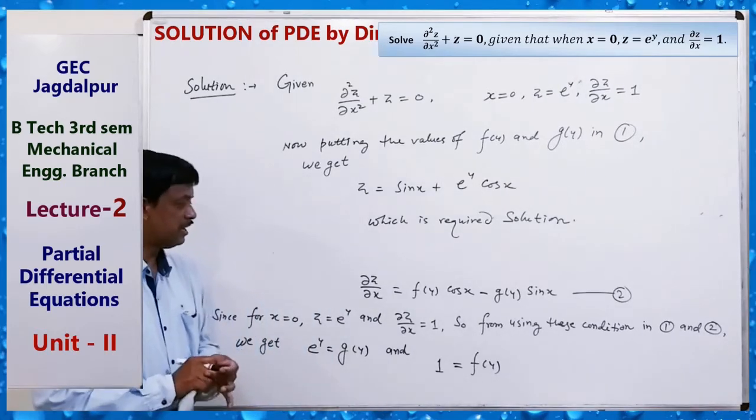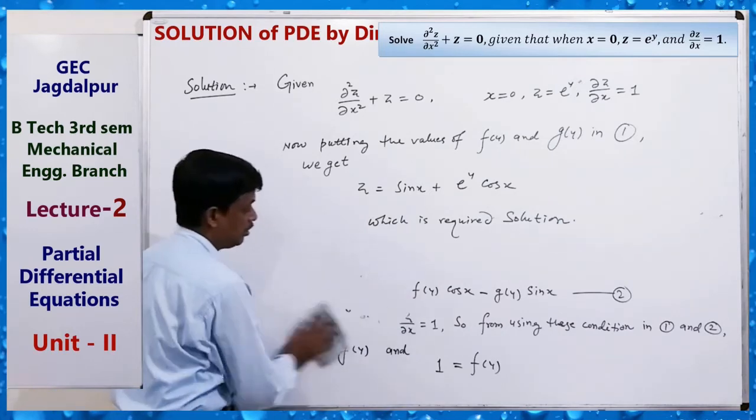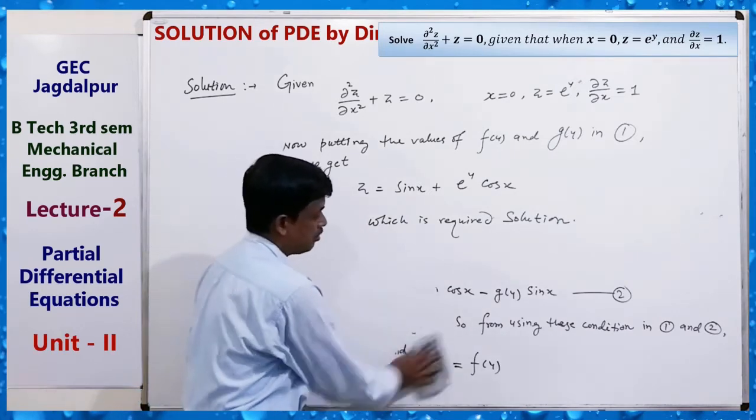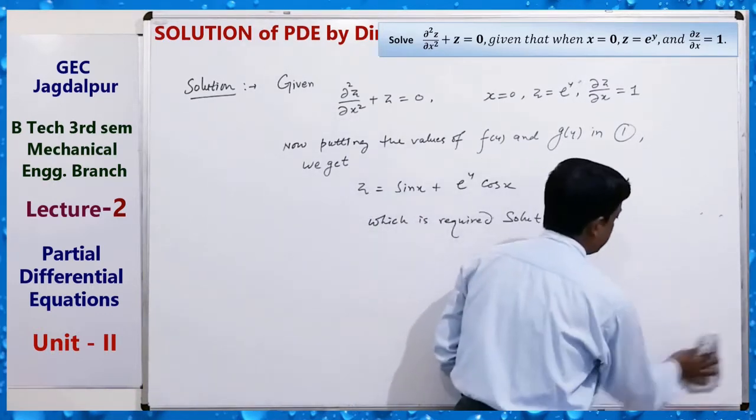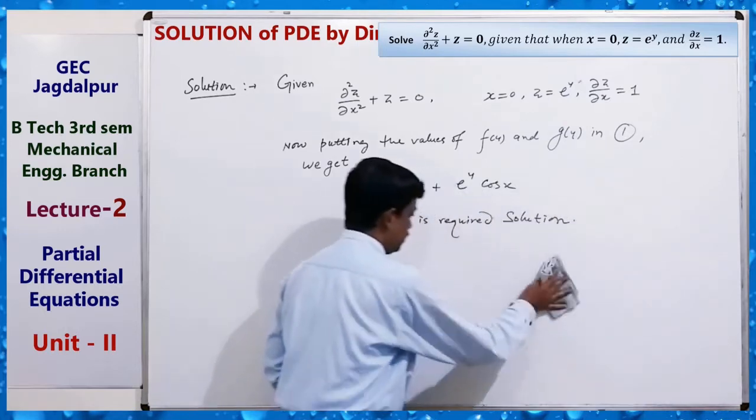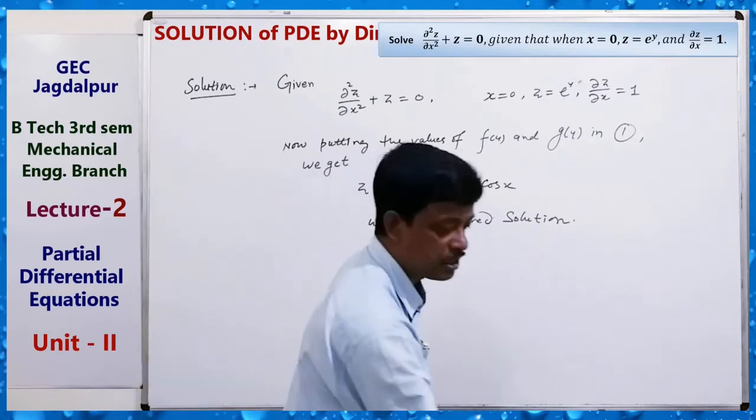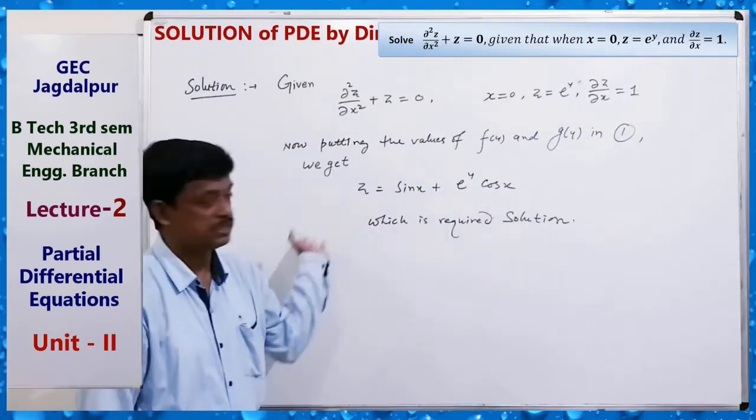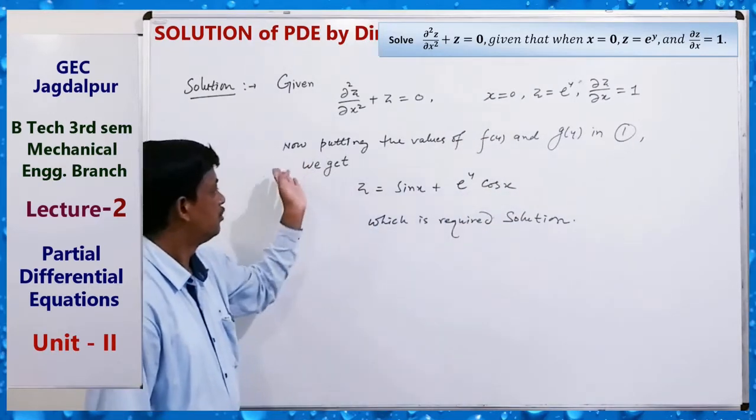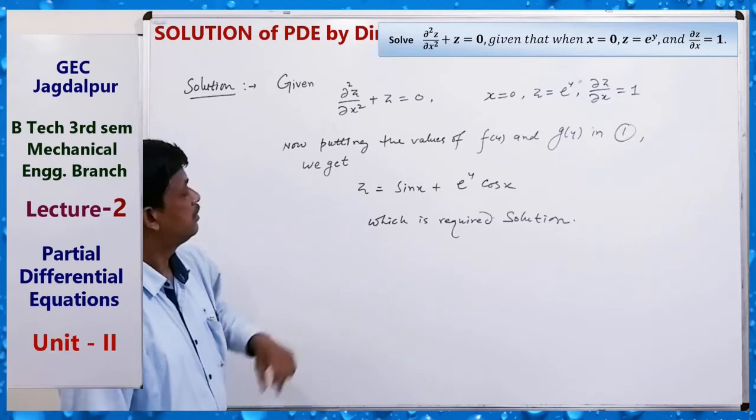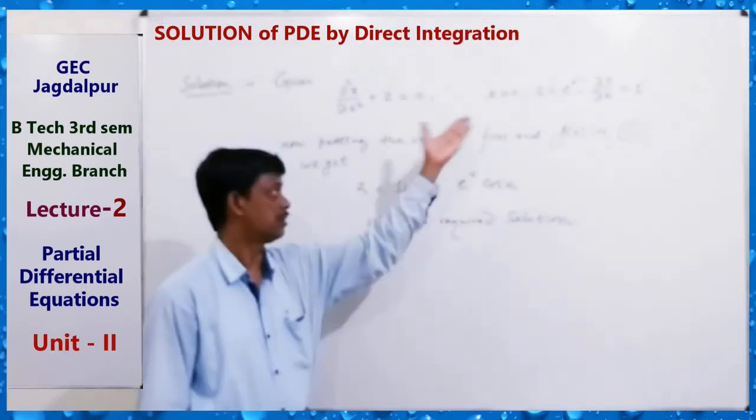Clear? So here we have to apply the condition for finding either the arbitrary constants or the arbitrary functions, and finally put that in the general solution where either arbitrary constants or arbitrary functions are present, and this is our solution. Okay, finally we get a solution without arbitrary constants and without arbitrary functions, because conditions are given.